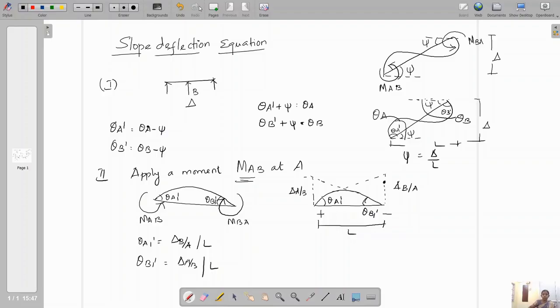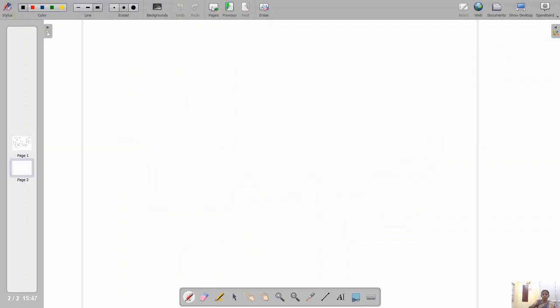So the next step is to find the deflection. Okay. How we are going to find the deflection? We are going to use moment area method. The second part we only consider MAB. So I'm going to mark the centroid distance L by 3 from A. From B it is 2/3 of L.